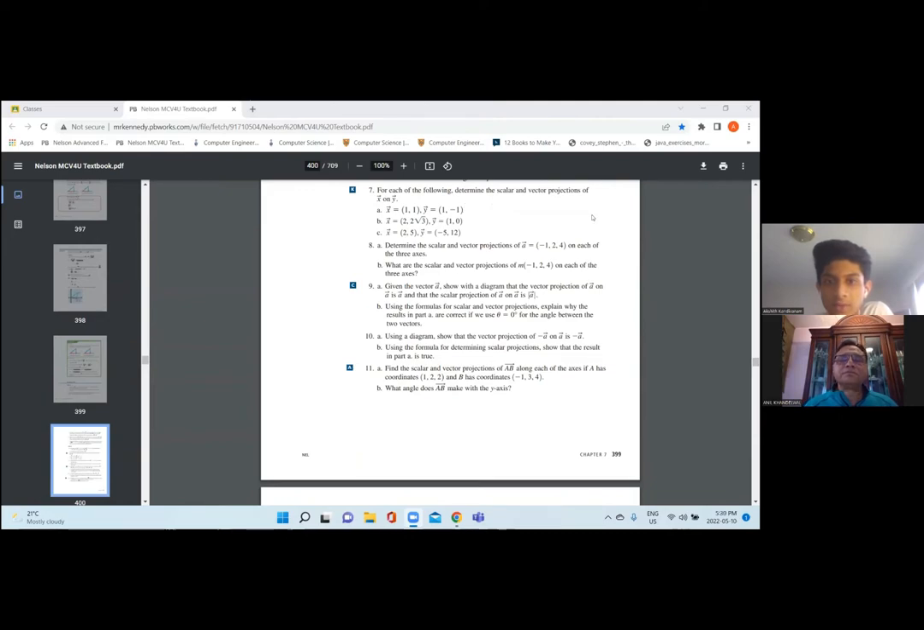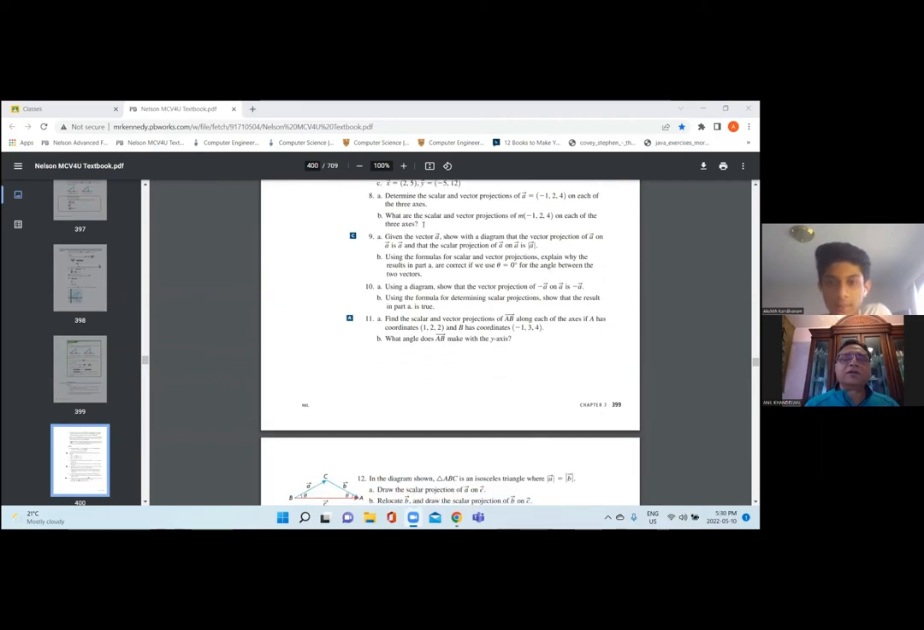For each of the following, determine the scalar and vector projections of x on y. Okay, so we just do the formula, right? x dot y over magnitude of y. Correct. That is it, for each one. And then 8, determine the scalar and vector projections of A on each of the 3 axes. When you take the axes, the x-axis will be 1, 0, 0, then 0, 1, 0, and 0, 0, 1. Correct.